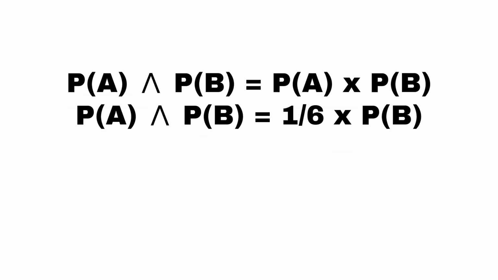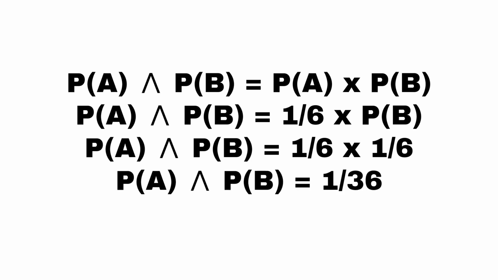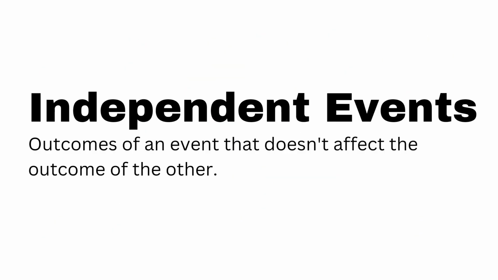The probability of getting an orange in the first box is 1 out of 6, and the same goes for the second crayon box. Now, by the multiplication law, we can multiply 1 out of 6 by 1 out of 6. Therefore, across all 36 times that we place and get a crayon out of the 2 crayon boxes, one of them is a chance that we could get both orange crayons. This is an example of an independent event. Independent events are outcomes of an event that doesn't affect the outcome of the other.